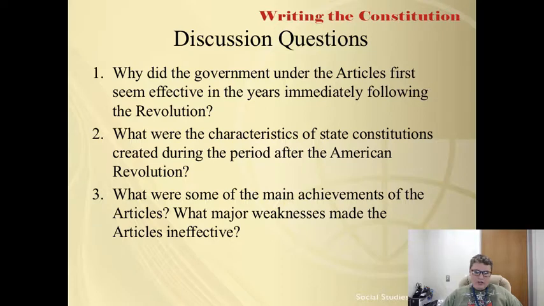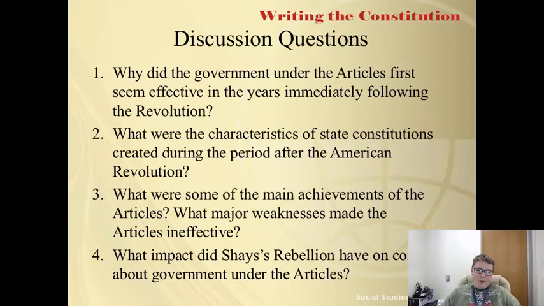However, the weaknesses of the Articles made effective government under them extremely difficult. Congress had little power to compel states to follow the policies of the central government. Each state had a single vote in the legislature. Amendments to the Articles required unanimous consent. Congress could not raise an army or regulate trade. Finally, there was no court system or executive branch.